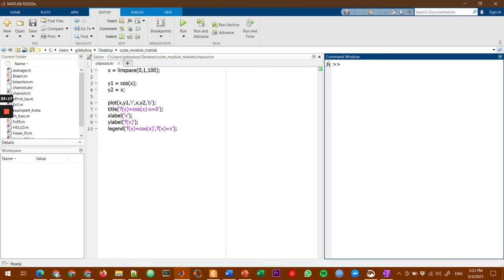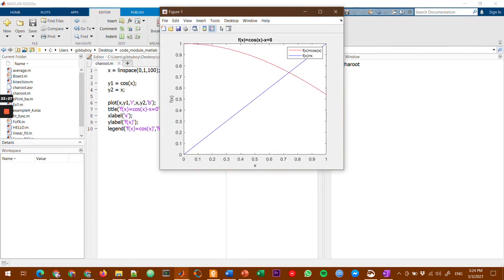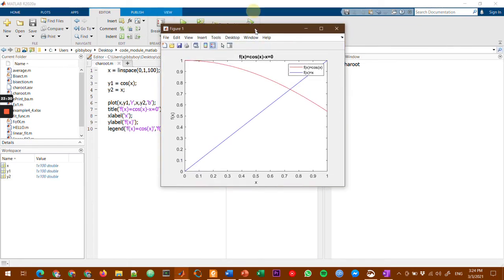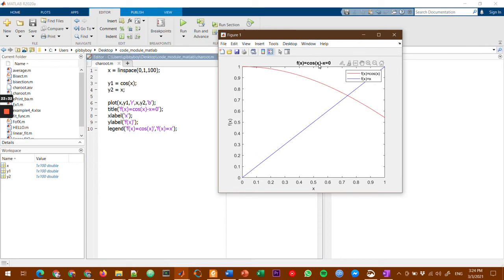So we have your command window here. I'll type the file name, which is this one. So hopefully it's correct. Okay, so that's it. Have your plot. It has a title here, the labels x and f of x, and also the legend with the corresponding color for each plot. For the red, we have cosine x, and then blue for the f of x equals x.